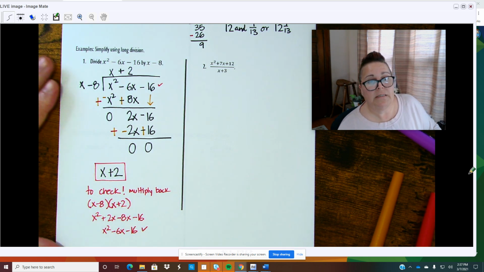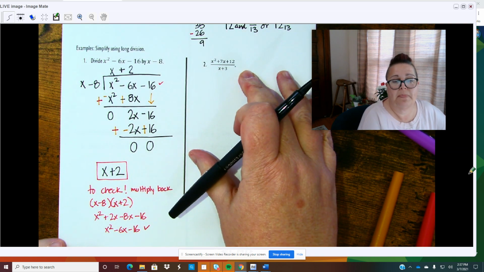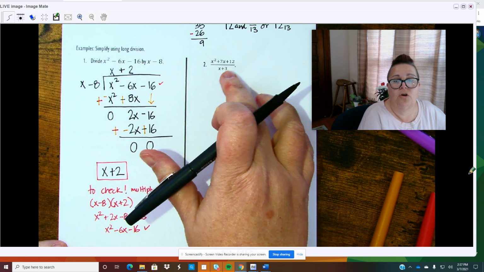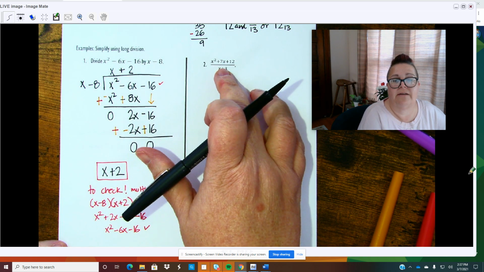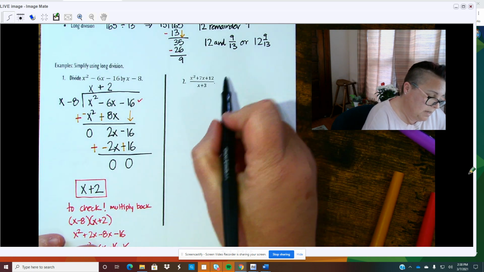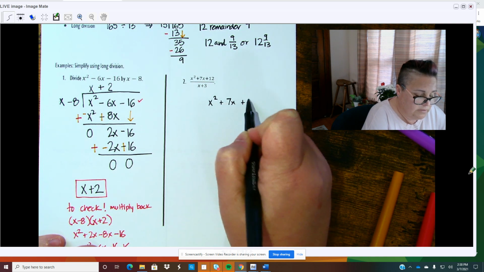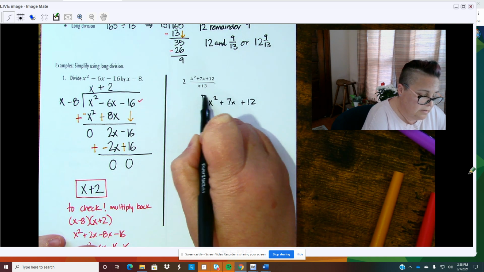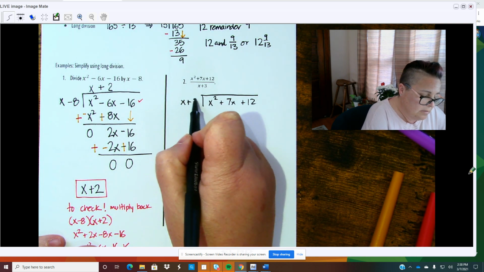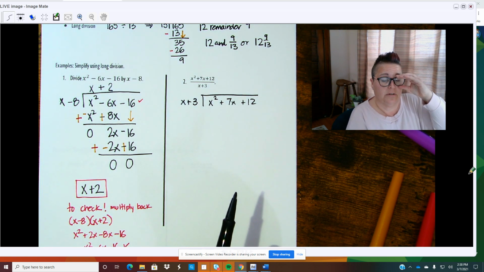Okay. Sometimes you will see the division this way in fraction form. It's simply a different way of writing this same thing. We are going to take the x squared plus 7x plus 12 and divide it by x plus 3. So the x squared plus 7x plus 12 will go underneath the grand division bar. The x plus 3 will go on the outside as our divisor.